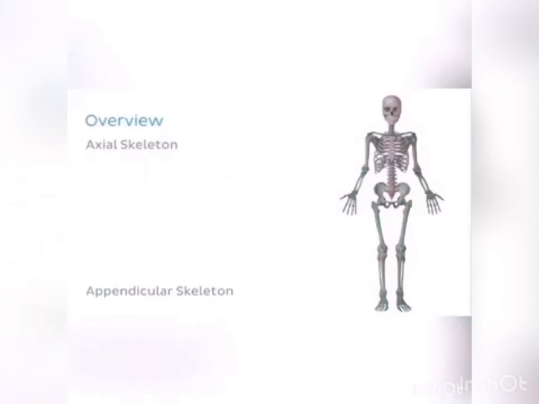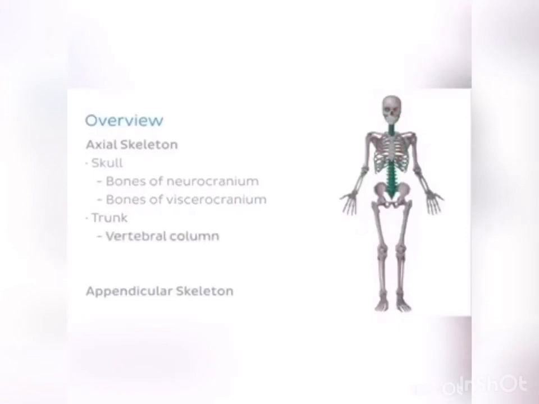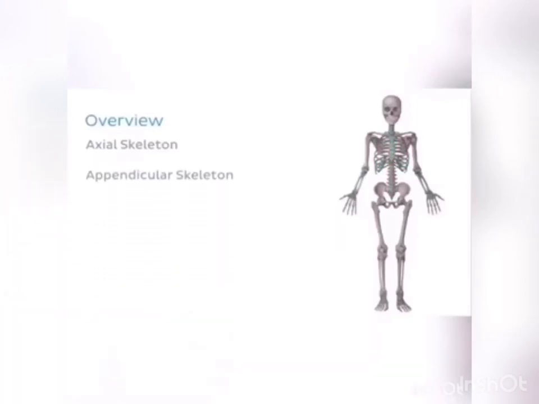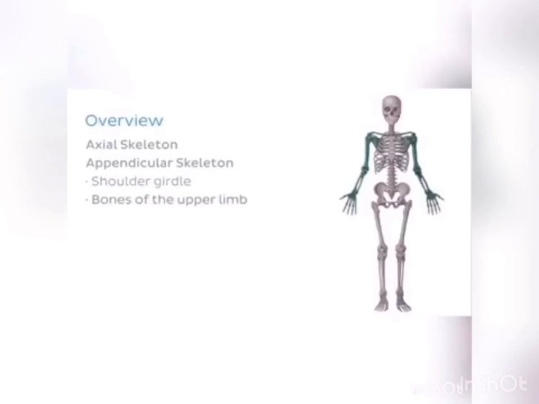Now, the axial skeleton consists of the skull, which can be divided into the bones of the neurocranium and the bones of the viscerocranium. It also consists of the trunk, which includes the vertebral column or the spine, the rib cage, and the sternum, also known as the breastbone. The appendicular skeleton, on the other hand, consists of the shoulder girdle, the bones of the upper limb, the pelvic girdle, and the bones of the lower limb.